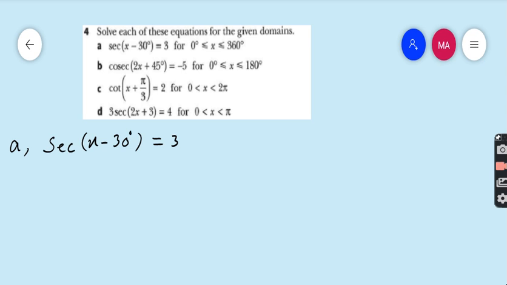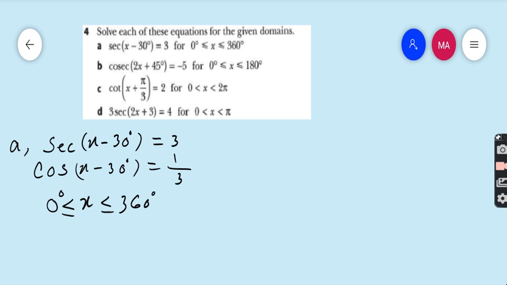Students, this is sec and the reciprocal of sec is cos. So if sec (x minus 30) is 3, then cos (x minus 30) is obviously 1 upon 3. And now see the given domain. The given domain is from 0 to 360 degrees.